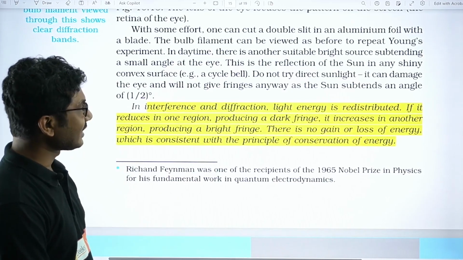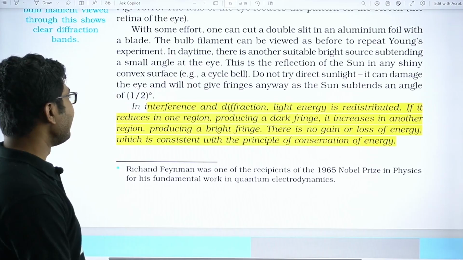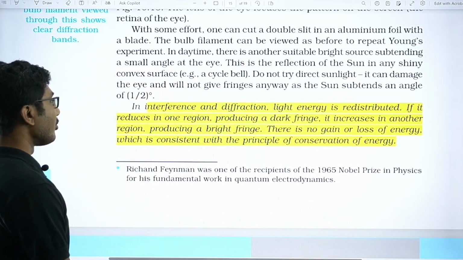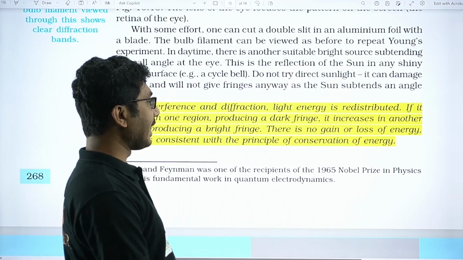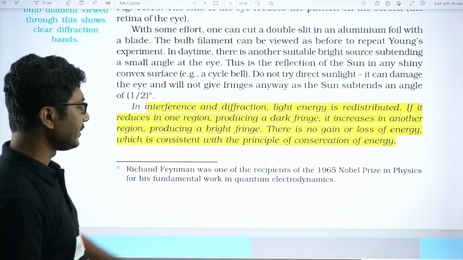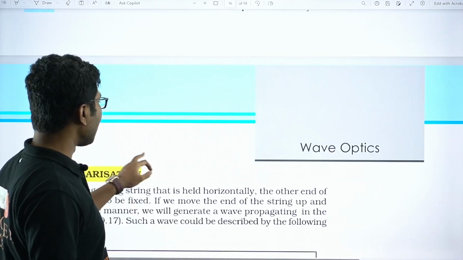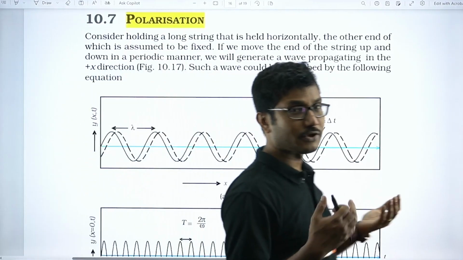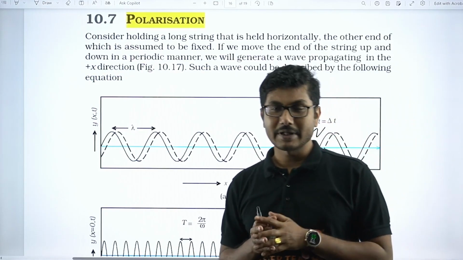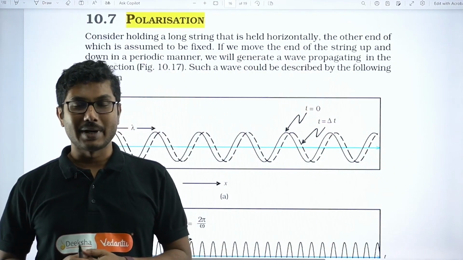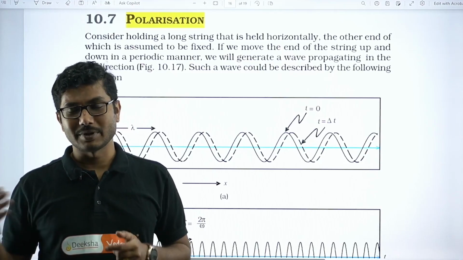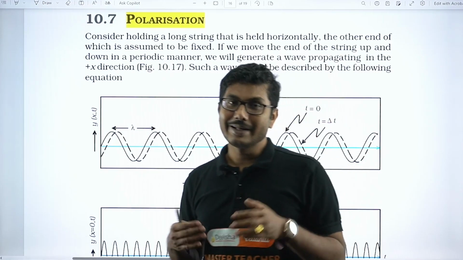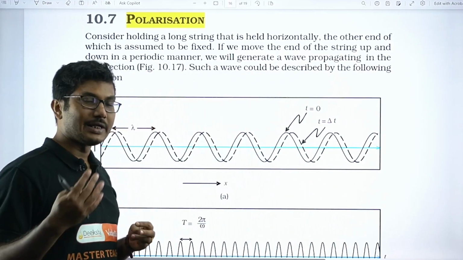In interference and diffraction, light energy is redistributed. If it reduces in one region, producing a dark fringe, it increases in another region, producing a bright fringe. There is no gain or loss of energy, which is consistent with the principle of conservation of energy. Very interesting. So light does not destroy or create anything. It is basically the redistribution of energy. You might see some black fringes coming and think they are destroying each other, and some bright fringes coming and think they are constructing each other. Actually no, it is basically redistribution of energy. Energy cannot create or destroy itself.